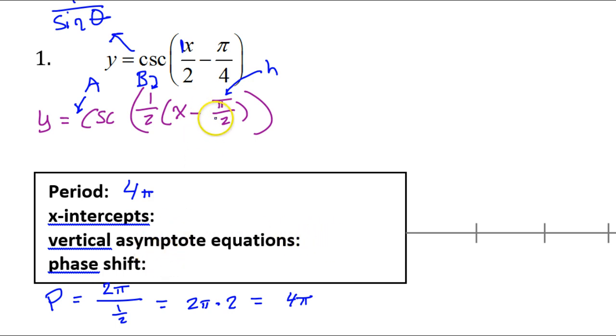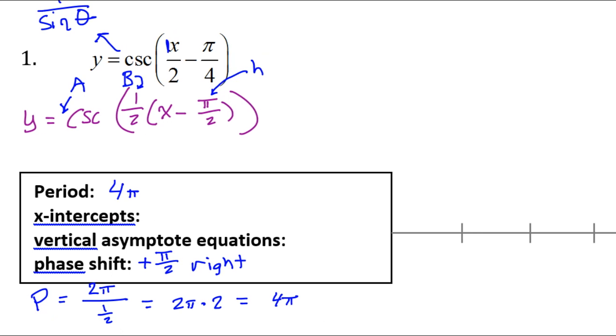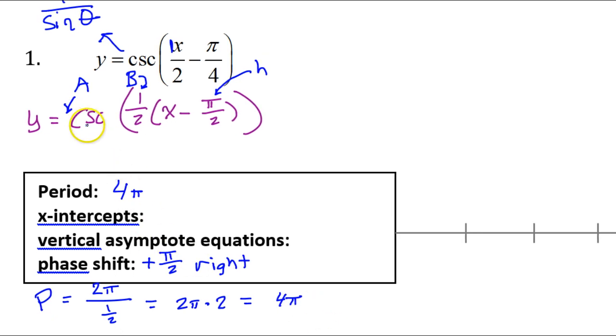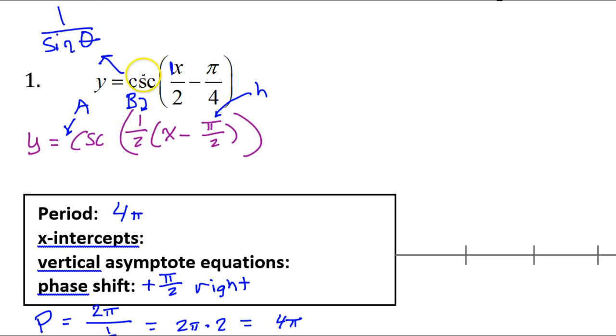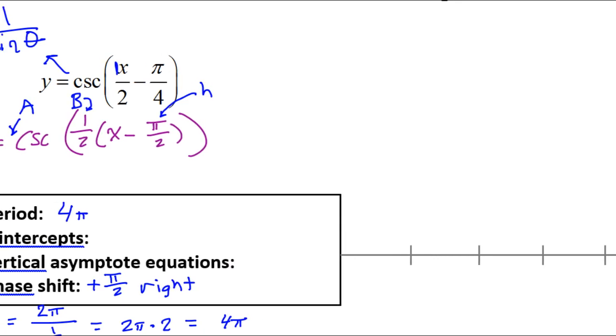Now the phase shift is this h value. It's the opposite of what it looks like. So when you have minus, it's actually a phase shift of plus pi over 2 to the right. Okay, so like I said, whenever I go to graph cosecant, first I lightly graph the sine function as a guide. So that's what I'm about to do over here.